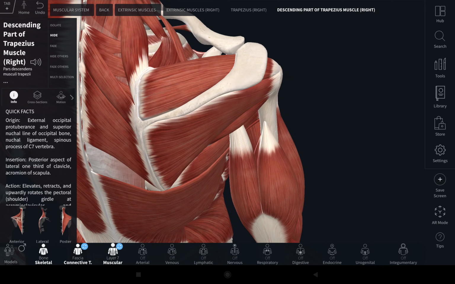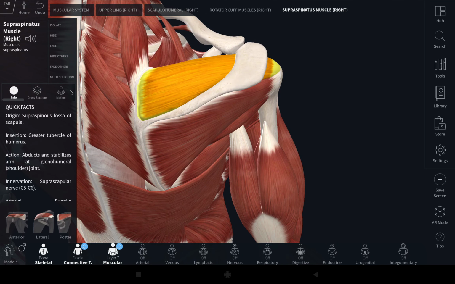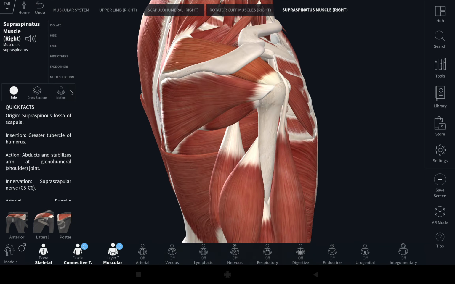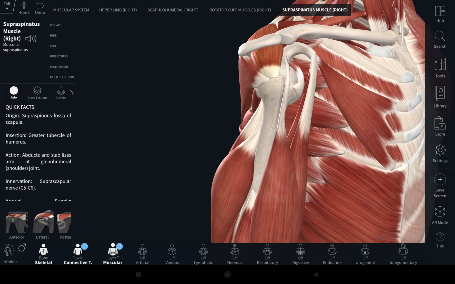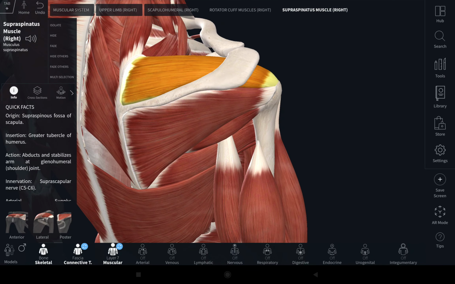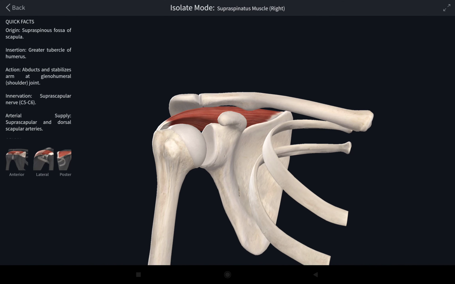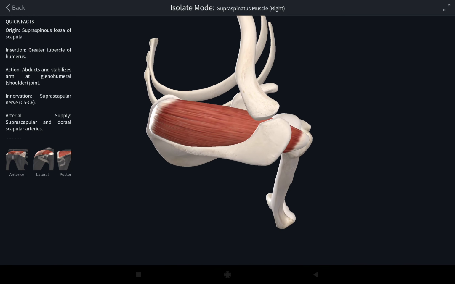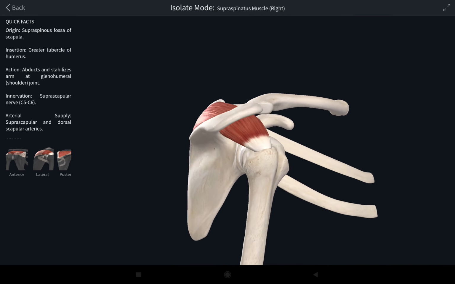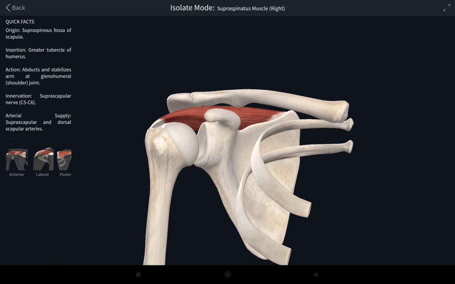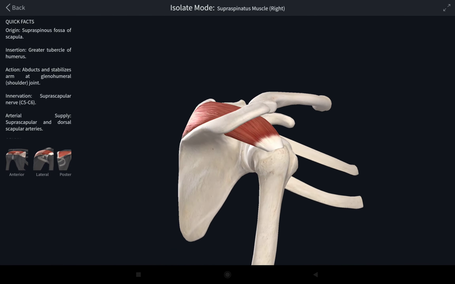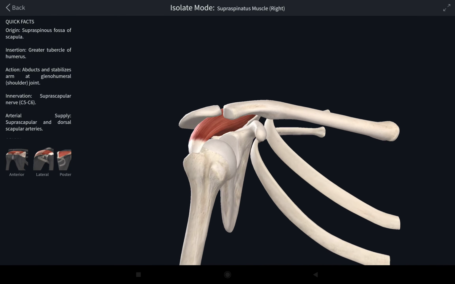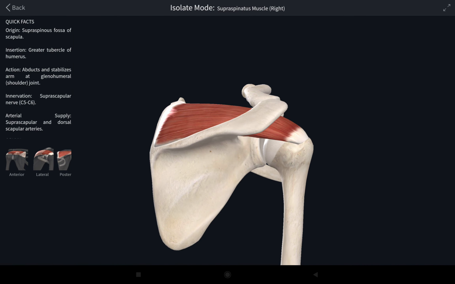This is the supraspinatus muscle. If we isolate it, this is the supraspinatus muscle, which arises from the supraspinous fossa of the scapula and inserts in the greater tuberosity of the humerus. This is the supraspinatus muscle.